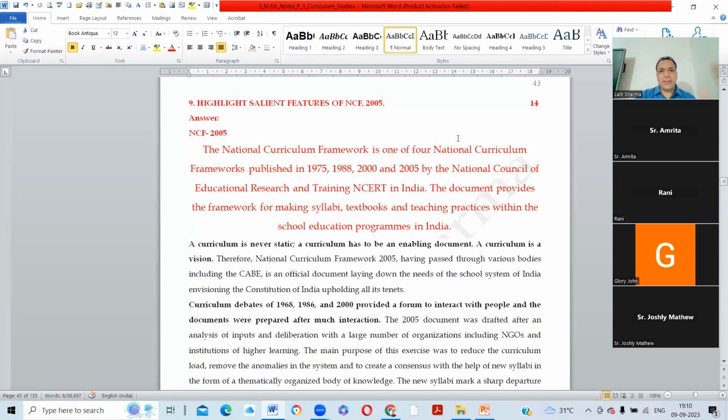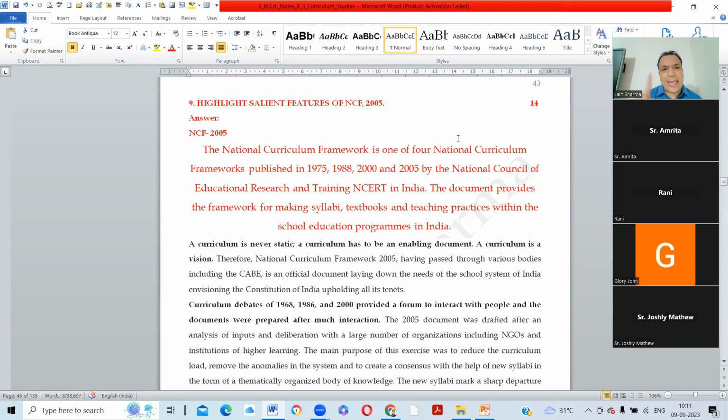Yes, next. Yes, this is the most important. Okay, you can underline that. This is very important, and 100% a long question would come. Highlight the salient features of NCF 2005. Right? So this is also the same question.